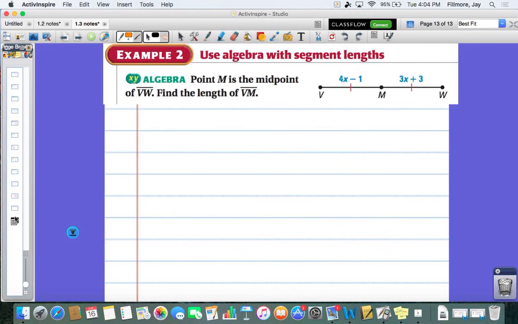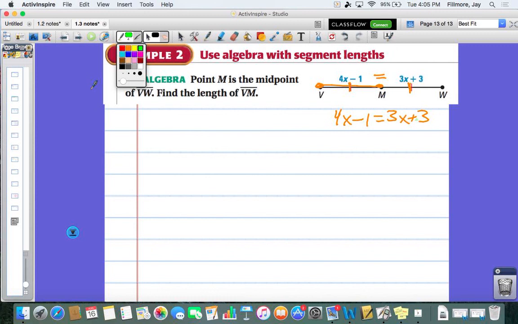So point M is the midpoint for this one. Find the length of VM, this half. Well, kind of difficult because we don't know what x is. We can't just add these 2 together and set them equal to the whole thing because we don't know what the whole thing is. So what we will do instead is, since this is the midpoint and these halves by default are congruent, that means they're the same. So we'll set an equals in between them. So this first half is equal to this second half.